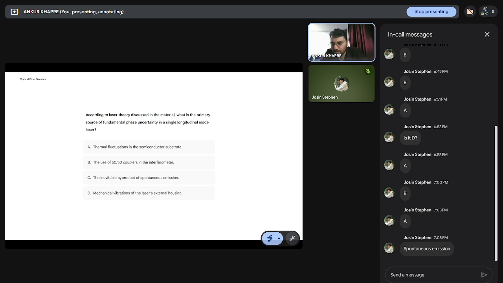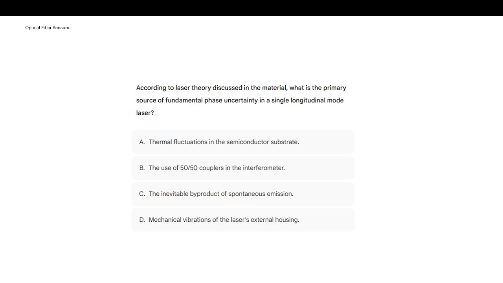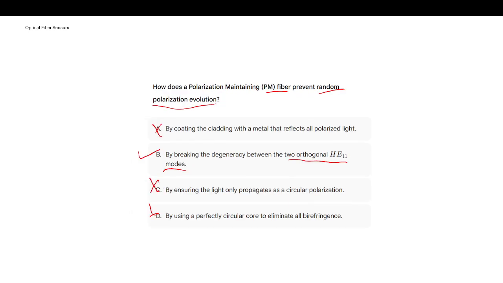Spontaneous emission, you are correct. Option C. Yeah, we have already discussed this one: according to the laser theory discussed in the material, what is the primary source of fundamental phase uncertainty in a single longitudinal mode laser. So we already discussed that spontaneous emission, how to reduce spontaneous emission, everything. High Q laser also we discussed. Can you please tell me how to reduce the spontaneous emission? I have missed that part.